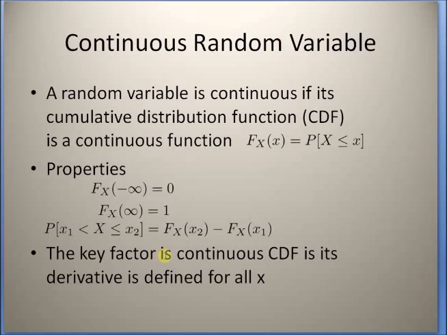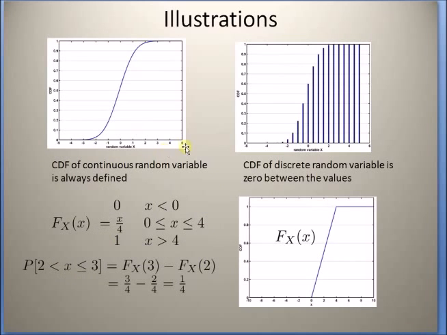The key difference between the CDF of a continuous random variable and the CDF of a discrete random variable is that the continuous CDF is always defined for all values of x, and thus it has a derivative at all values of x, whereas for a discrete random variable the CDF does not have a value for all values of x. So for example, in this illustration we see a continuous CDF and also a discrete CDF. There is a CDF of a continuous random variable and a CDF of a discrete random variable.